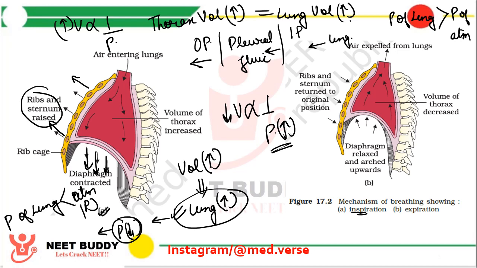So how can we decrease the volume of the lung? By decreasing the volume of the thoracic cavity. And for doing that, we'll return the ribs and the sternum to their original position. The diaphragm will relax and return to its original position.